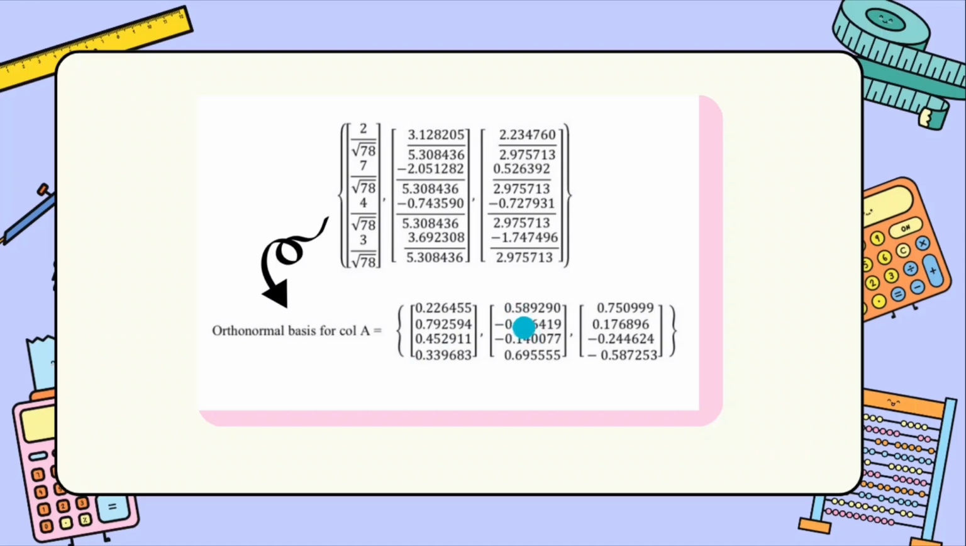And for the vector 2, we get the answer in row 1, which is 0.589290, and row 2 is equal to negative 0.386413, and row 3 is equal to negative 0.140077, and row 4 is equal to 0.695555. And vector 3, we get the answer 0.750999. Row 2 is 0.176896. Row 3 is equal to negative 0.244624. And the last row is equal to negative 0.587253.